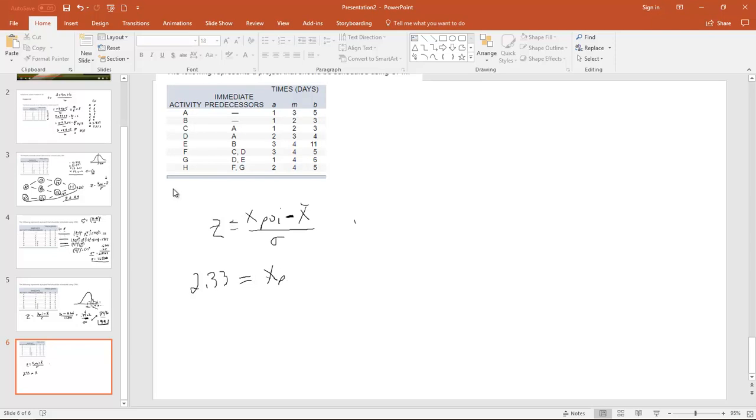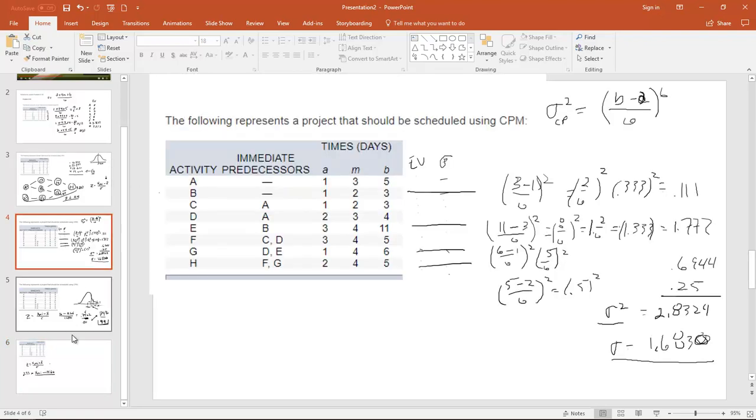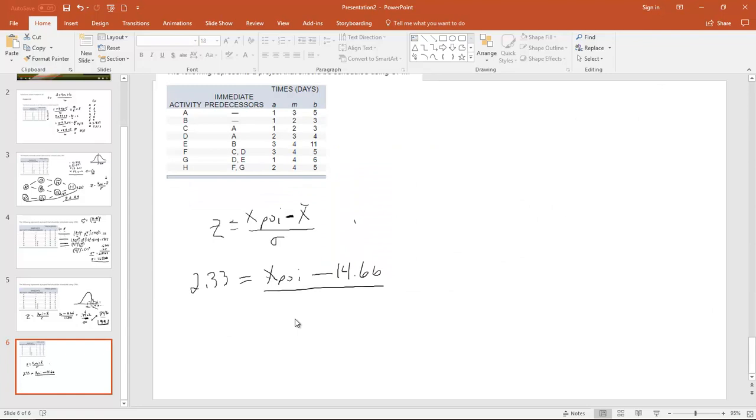We're trying to find this. Here's our point of interest. Our mean was 14.66 and our standard deviation was, I have to go back to that, 1.683. So the only number we don't know here is that, so we solve for it. So how do you do that? Multiply both sides by 1.683, etc.